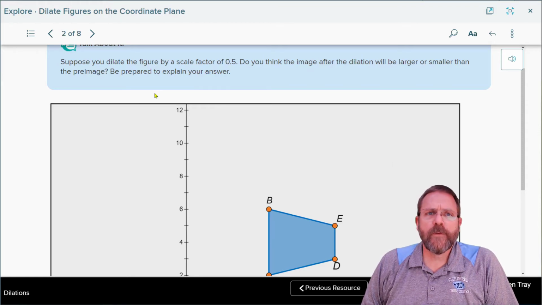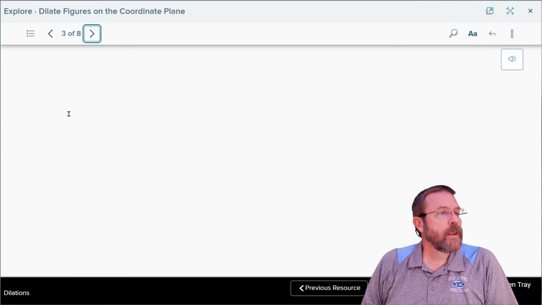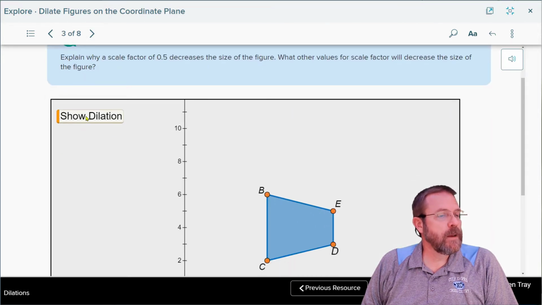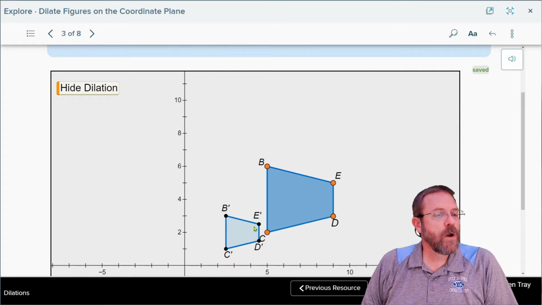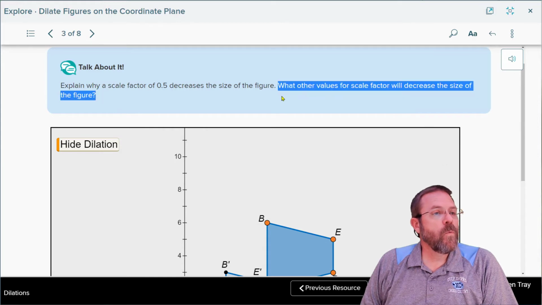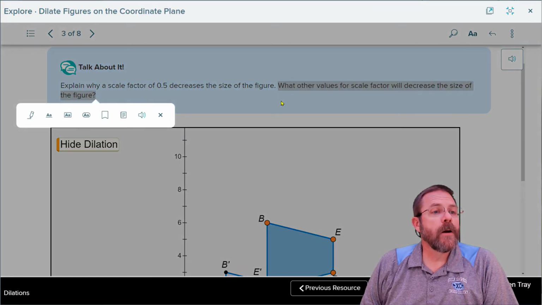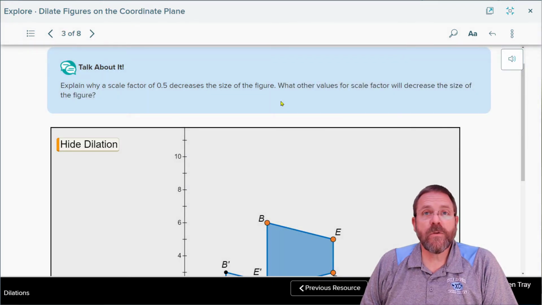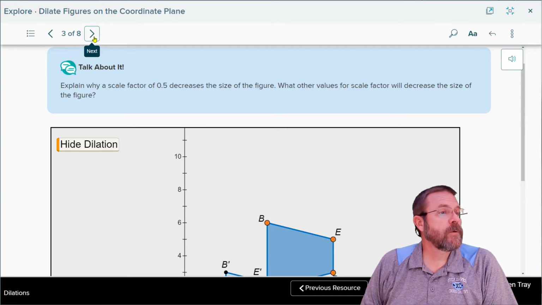Well, 0.5 is a number less than 1, so it's going to be smaller. And we can actually see that right here when we hit show the dilation. Our new image is going to be smaller than our pre-image. The question now asks, what other values of the scale factor will decrease the size of the figure? Pretty much anything less than 1. That's going to end up decreasing the size of our figure.